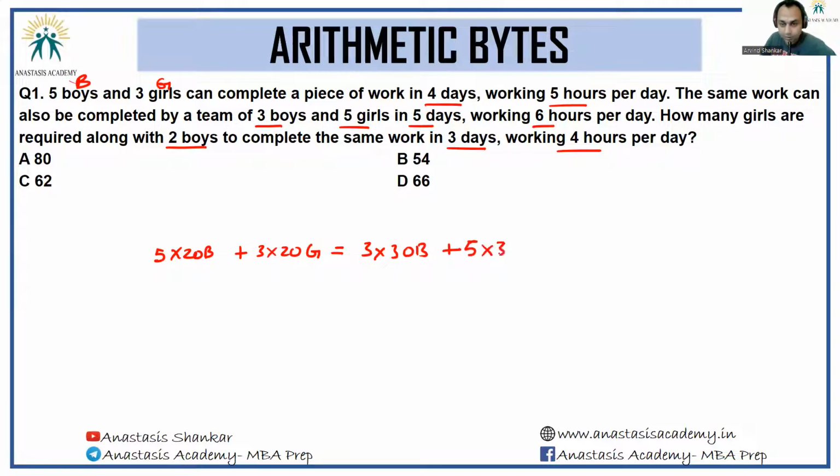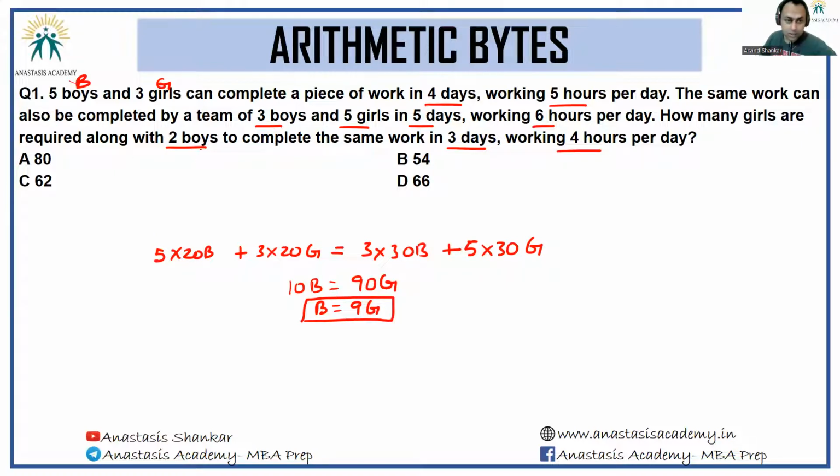5 into 30G. Basically, whenever you have different workers with different efficiency, try to turn them into one same identical case. Work becomes easier. You have 100B here, 90B here, so you get 10B. And you have 60G here, you have 150G here, so you get 90G. Or B is equal to 9G. Now I know one boy is equivalent to 9 girls in terms of efficiency.